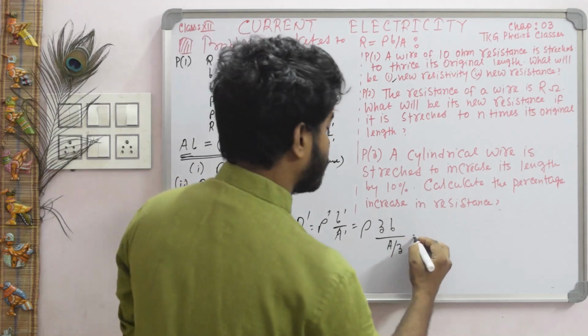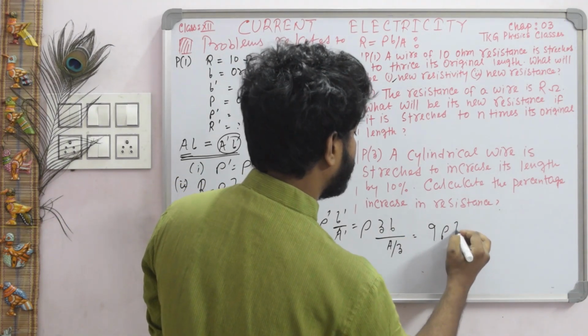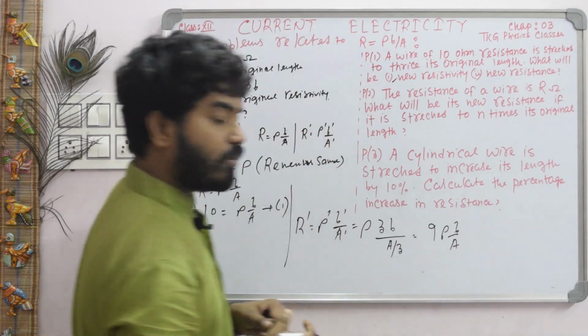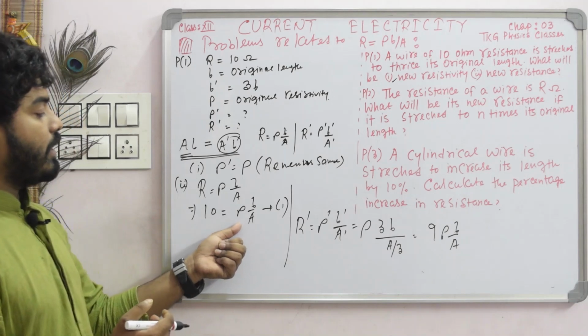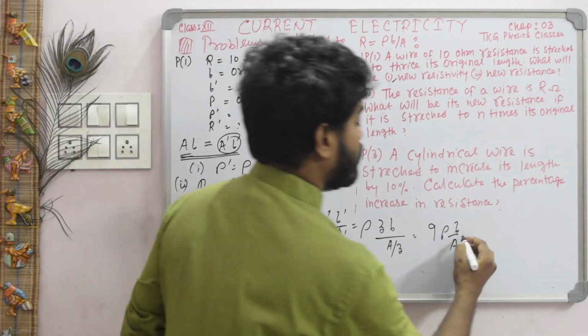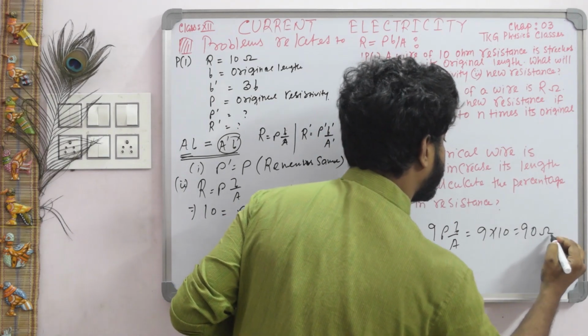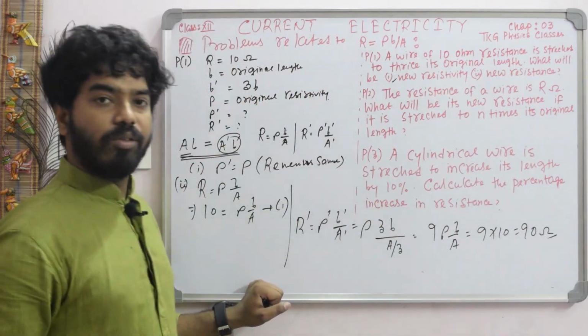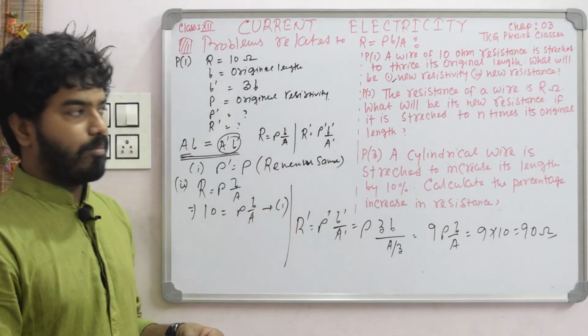So R dash becomes 9 rho L by A. From the first equation, rho L by A is equal to 10. So this becomes 9 into 10, that is 90 ohm. This is the new resistance, 90 ohm, and the new resistivity remains the same because the material is the same.